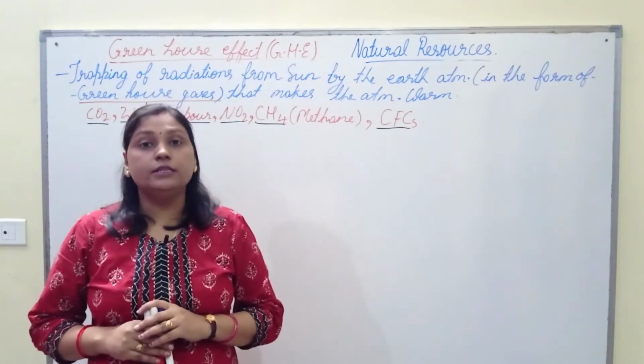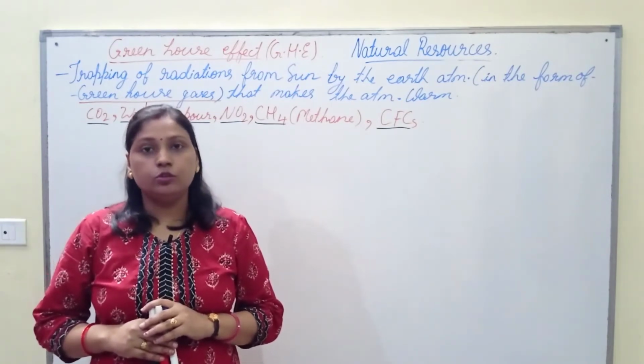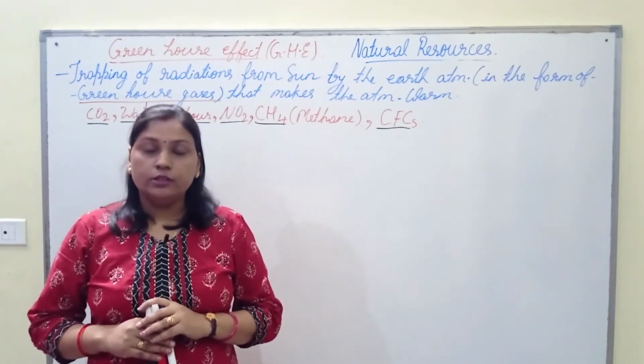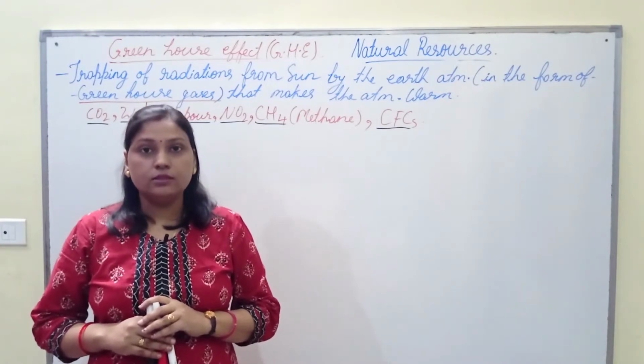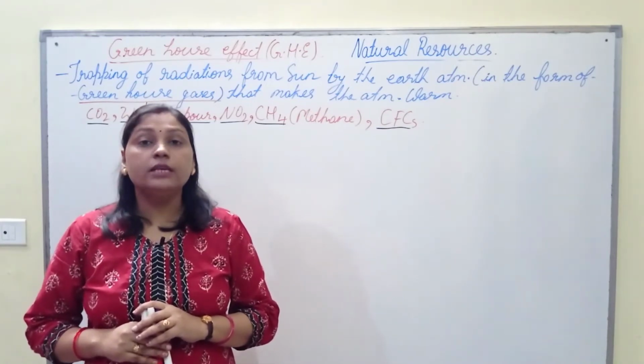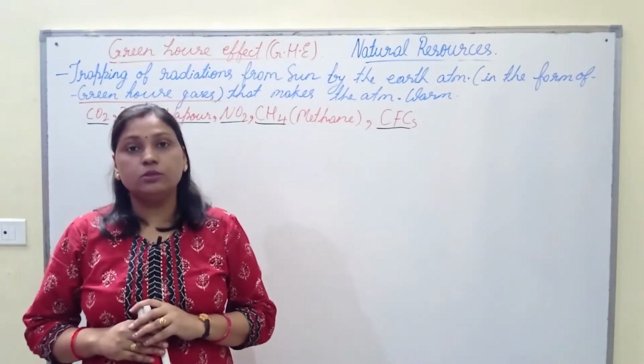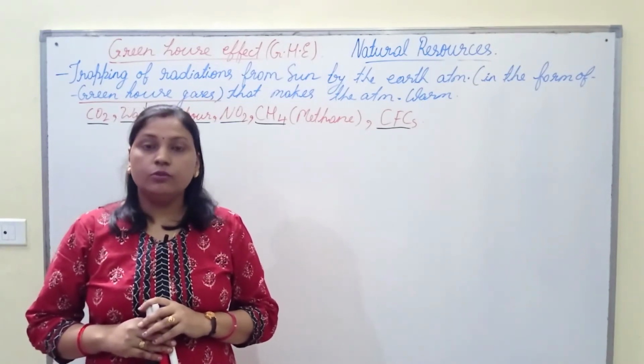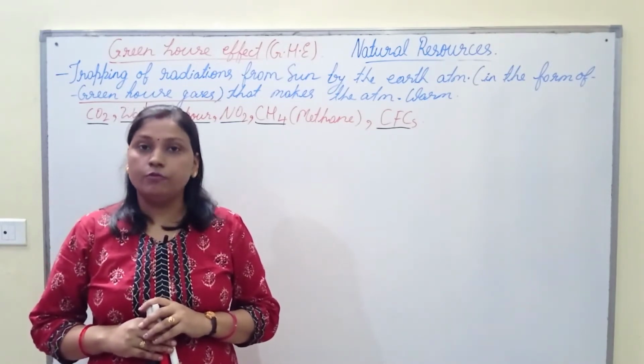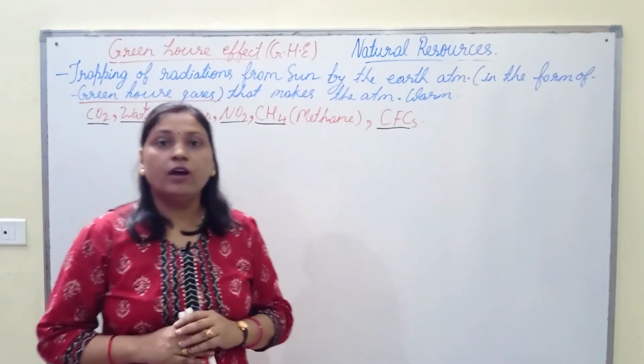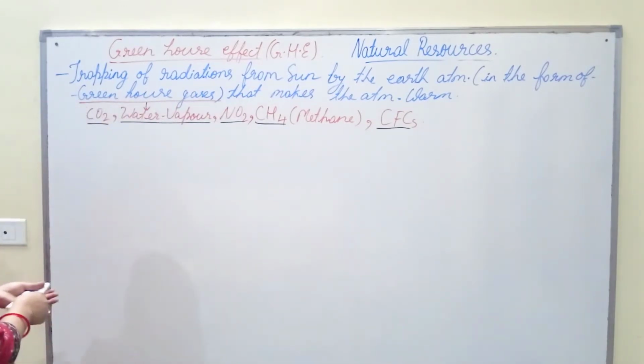However, some of the radiations are trapped or captured by the earth atmosphere in the form of greenhouse gases. Greenhouse gases are those gases that capture or trap the radiation coming from the sun and make the atmosphere warm. Now let us see why it is called greenhouse effect.